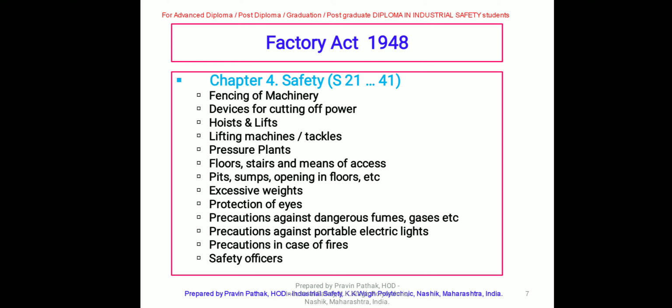And for the remaining conditions, if the industry is hazardous, or if the industry has dangerous operations, or if the dangerous operations plus a major accident hazard unit is there, then the requirement of safety officers is different, and that depends on the state government. So all these things are involved under chapter 4, that is safety. I am just taking some few examples for a particular section.